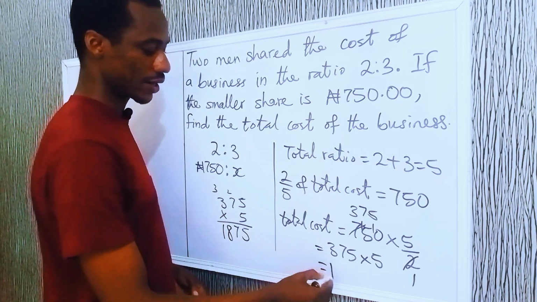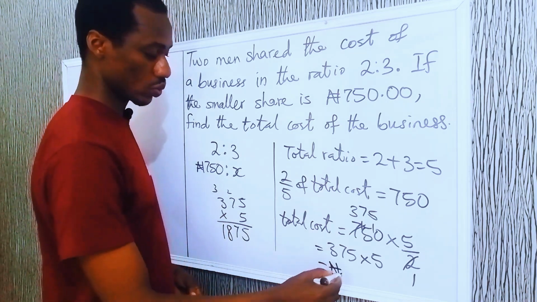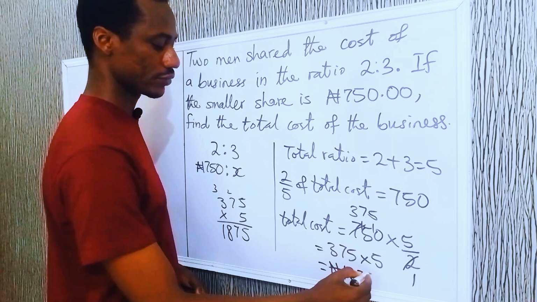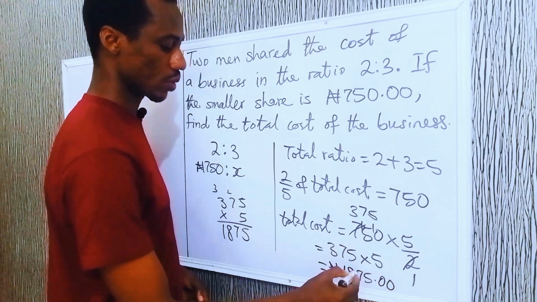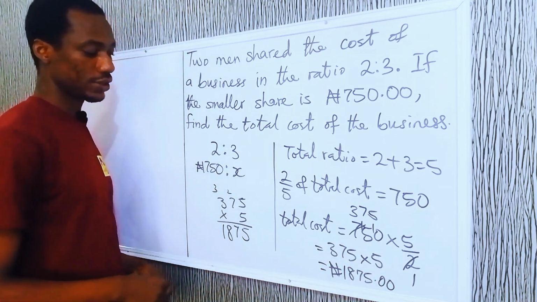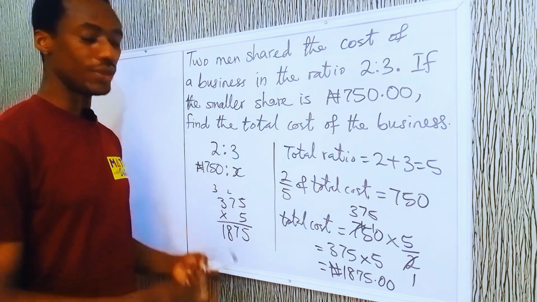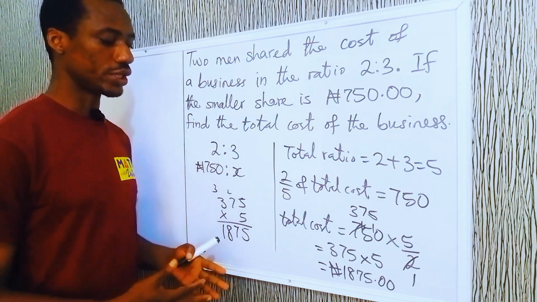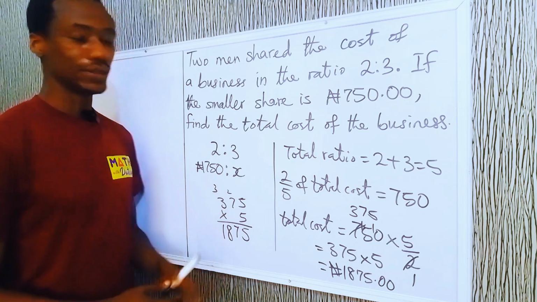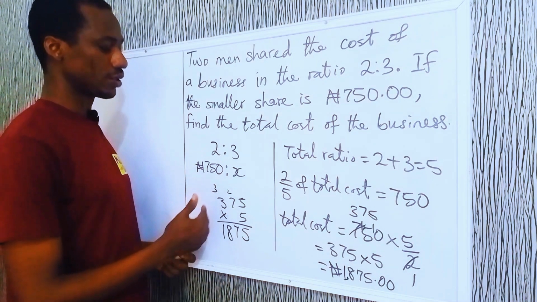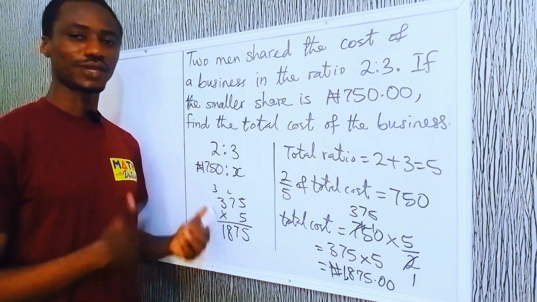So our final answer will be 1,875 naira. That's the total cost of the business. We're not asked to find the other share, so it would be a waste of time doing that.